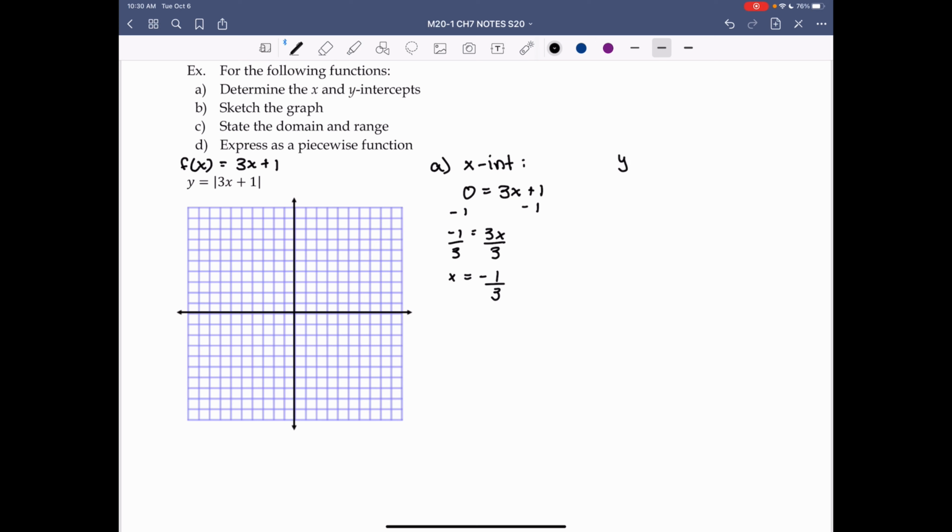Y-intercept. Sub in 0 for x. This time we have y equals 3 times 0 plus 1. This is 0. We have y equals 1.